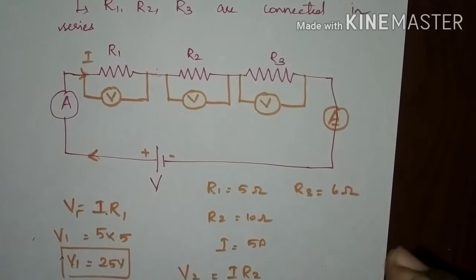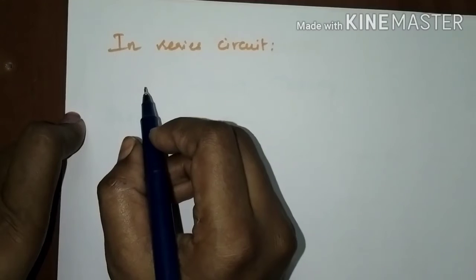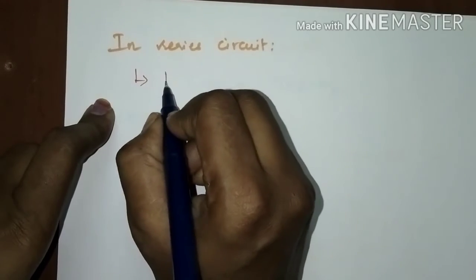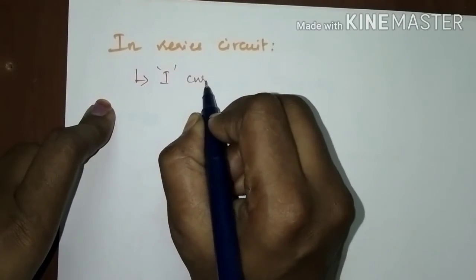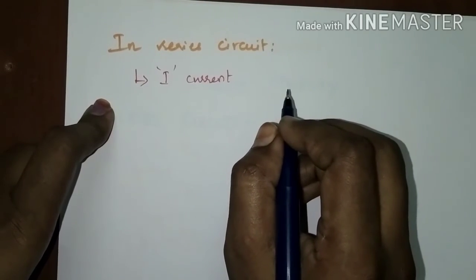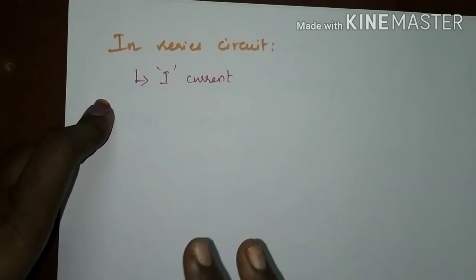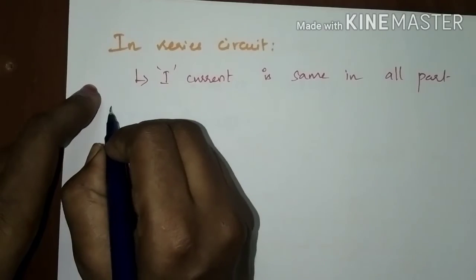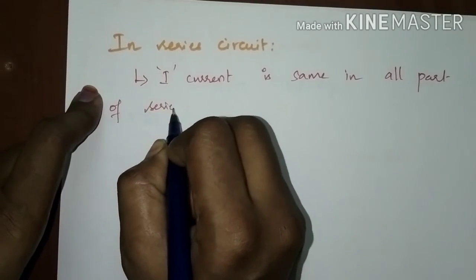So there are some parameters that we have to note in the series circuit. In a series circuit, the current I will be flowing evenly. That is, the value of the current in all parts of the series circuit will be the same. The current is the same in all parts of the series circuit.